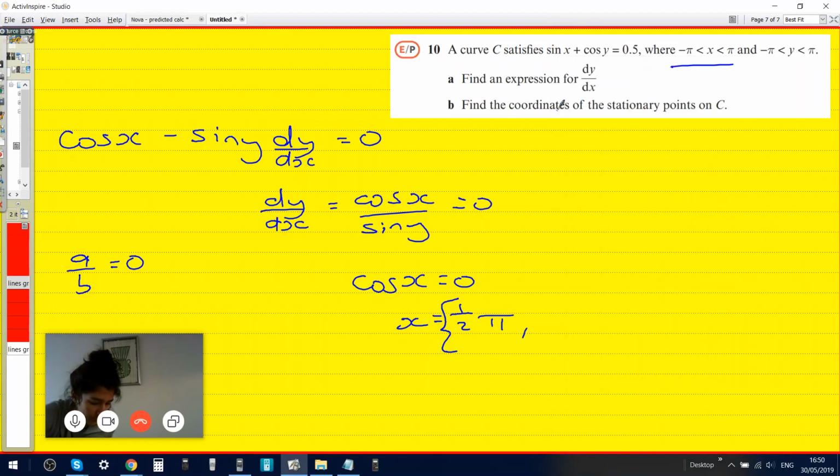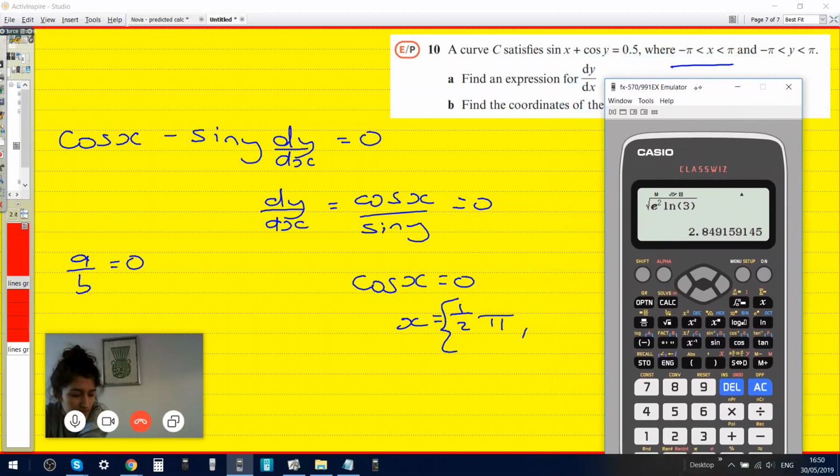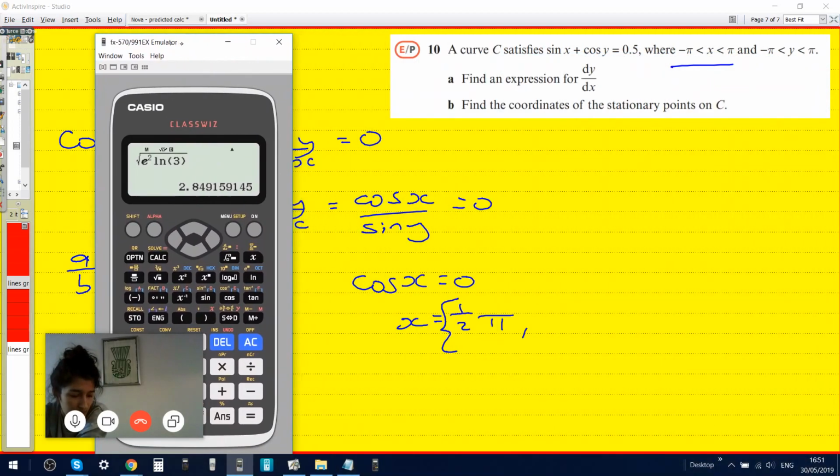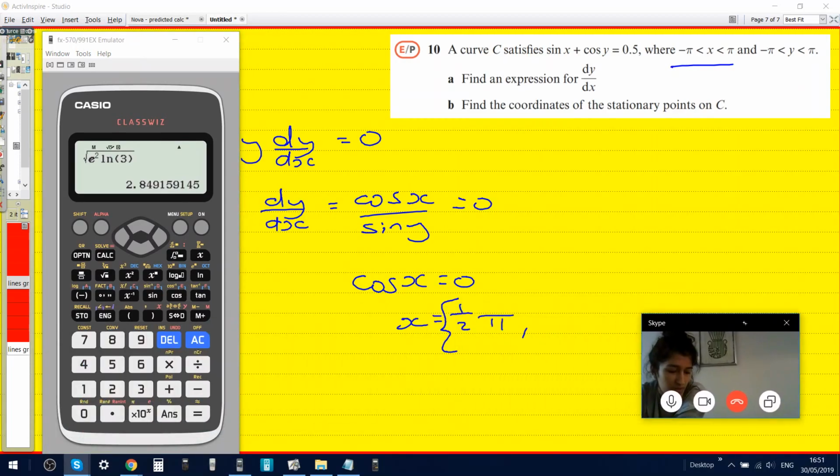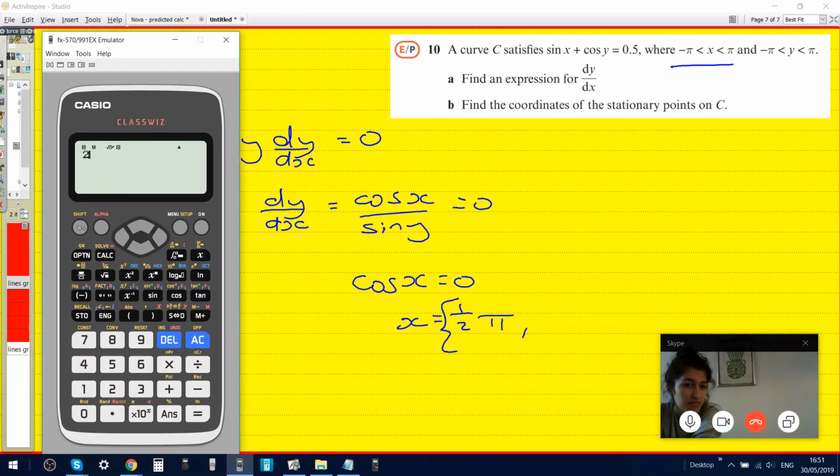The coordinates. Okay, so that's the x coordinate. No, stationary points. Yeah. Can I just put it in the calculator? Yeah, calculator. I feel like they don't like that though. To be fair, I always put it in the calculator and work it backwards. So second answer is 2 pi minus pi over 2. But that's outside the thing. So cos, it's minus pi.